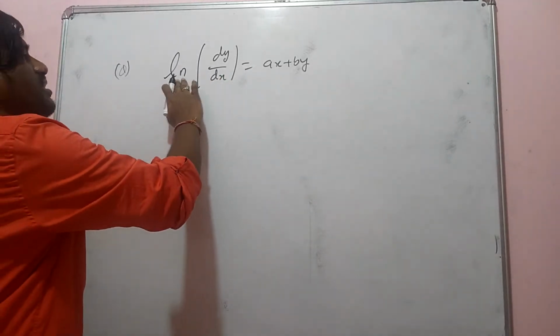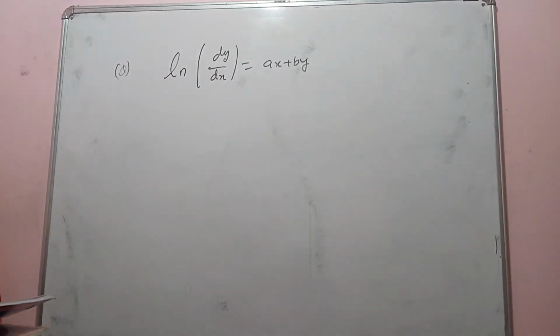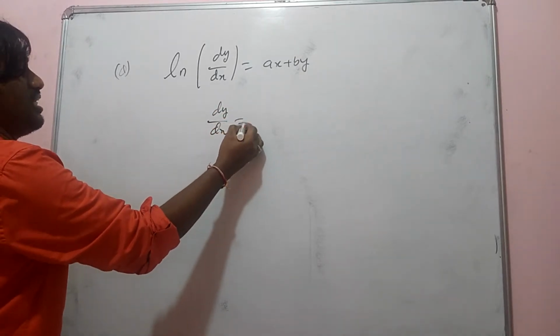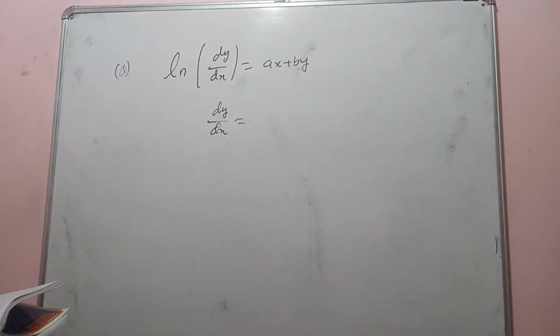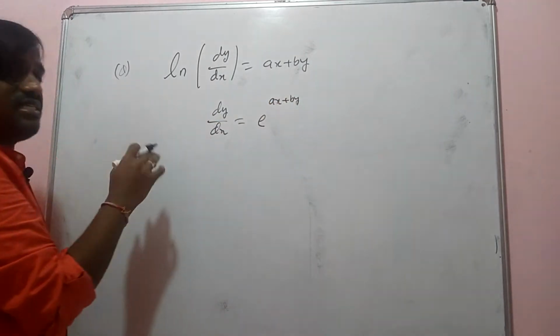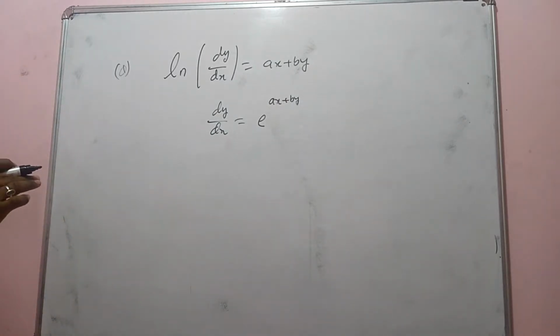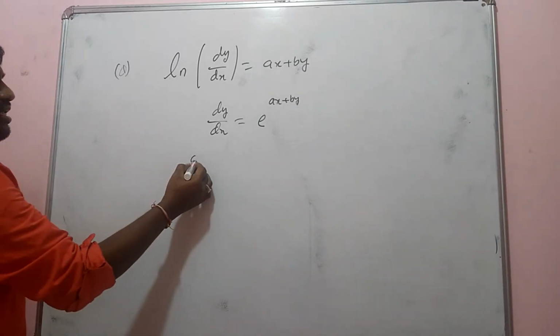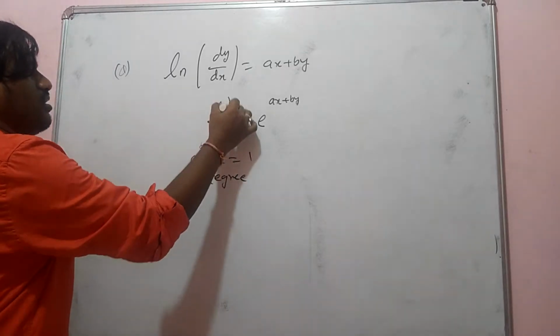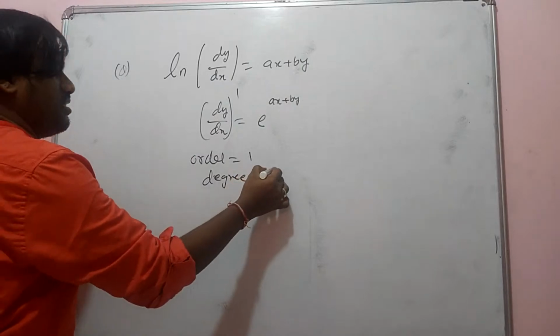So I can convert this ln into exponential form. Logarithm can be expressed in the exponential form. I can separate the dy by dx from the logarithm. That is dy by dx is equal to e raised to the power of ax plus by. Here we are able to separate this. When we are able to separate this, then we can write the order and degree. The order is 1 and the degree is also 1. Why is the degree 1? Because this coefficient's power is 1. So degree is equal to 1.